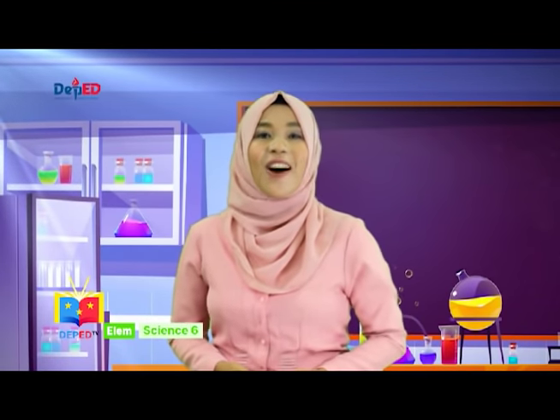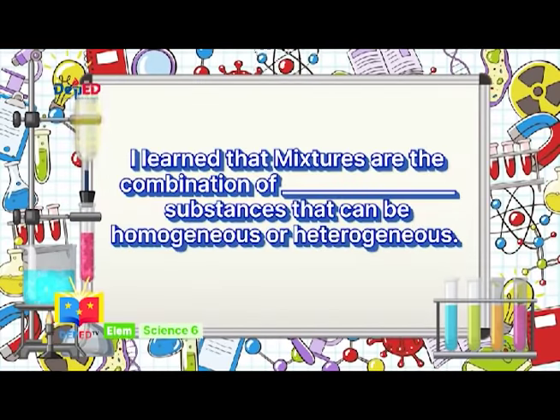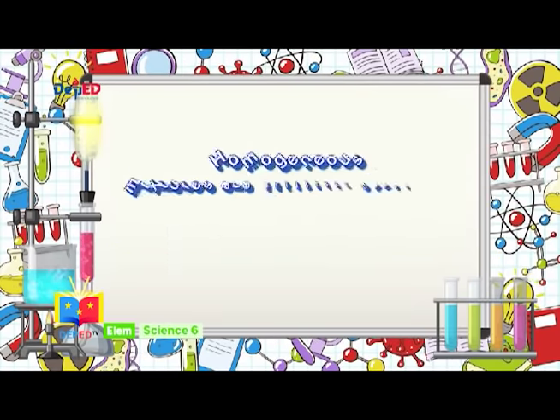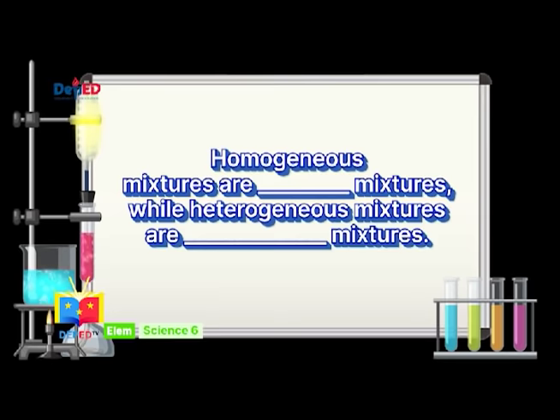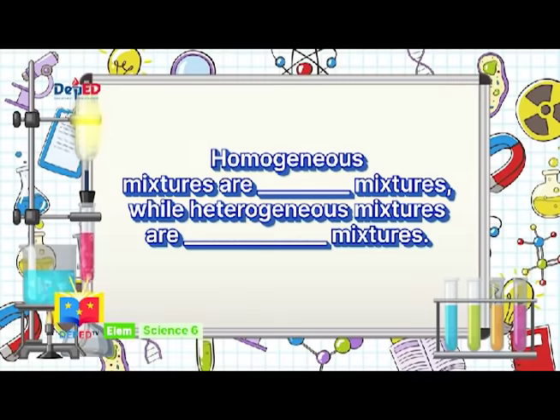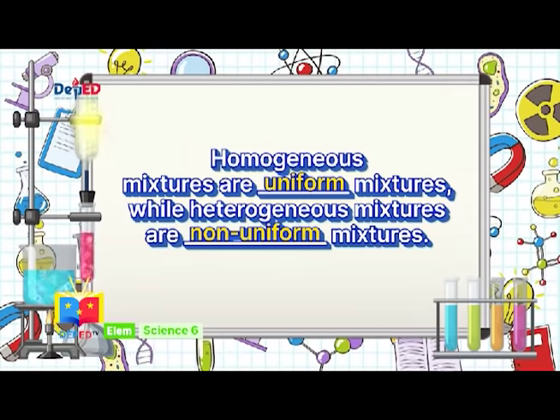Now, let's see what we have learned so far. Complete the paragraph by writing your answers on your paper. I learned that mixtures are a combination of blank substances that can be homogeneous or heterogeneous. Right, it's two or more. Homogeneous mixtures are blank mixtures, while heterogeneous mixtures are blank mixtures. Very good! Homogeneous mixtures are uniform mixtures, while heterogeneous mixtures are non-uniform mixtures.